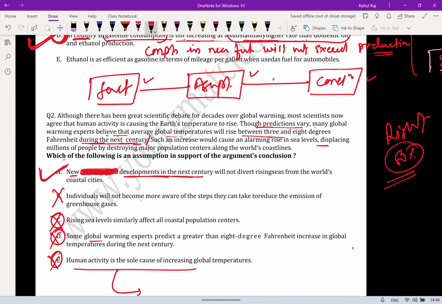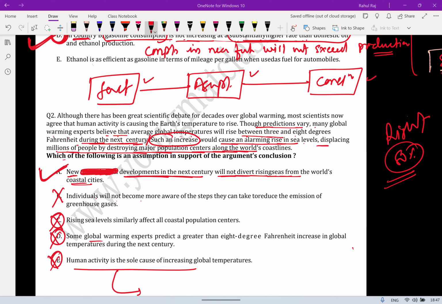See it here: though predictions vary, many global warming experts believe average global temperature will rise between 3 to 8 degrees Fahrenheit during the next century. New developments in the next century will not divert rising sea from the world's coastal cities. And because it will not divert rising sea from the world's coastal cities, such an increase would cause an alarming rise in the sea level, displacing millions of people by destroying major population centers along the world's coastlines. Any problem now? Saket, is this very clear? Yes, yes. Ashma, Jagan, Malvika, Mridul, yes. Rishika, clear? Any problem here?